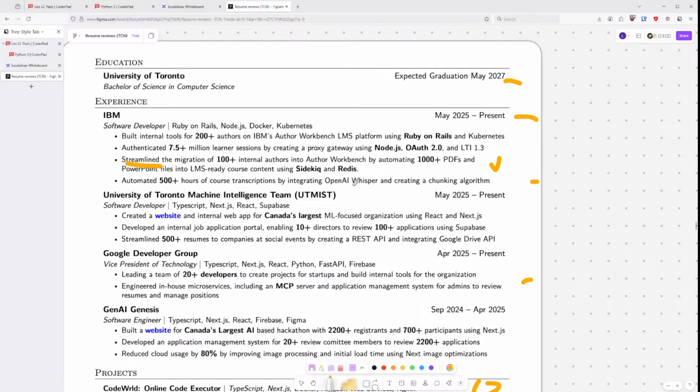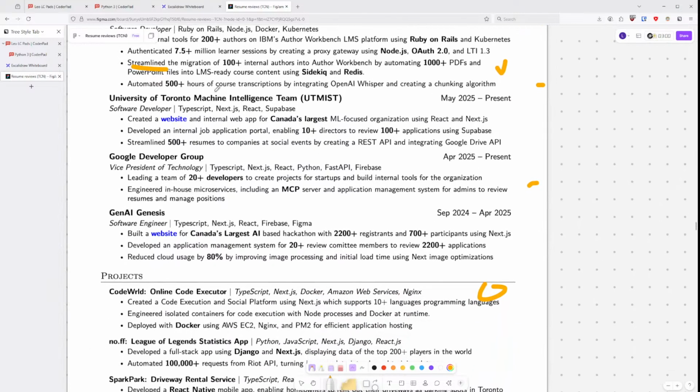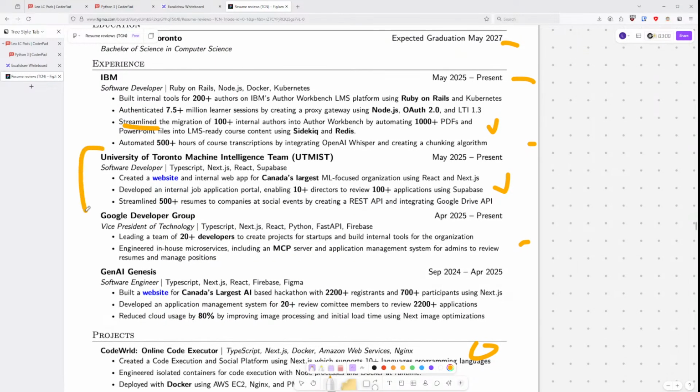Automated hour course translation, Whisper, okay, that's fine. The points are fine. Website internal, I'm just following React.js. Developed internal job application portal. 10 directors, 100 plus applications, Supabase. 100 resumes, REST API. Okay. I see. Yeah, I think this is probably better. I'm assuming this is the one you're talking about as your student thing. I would say this is probably better off as student work.